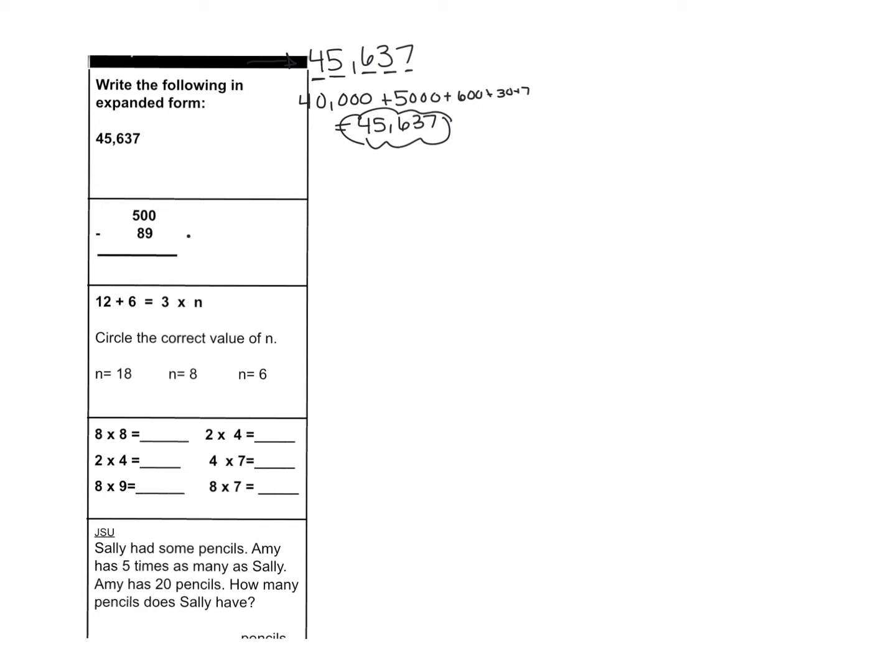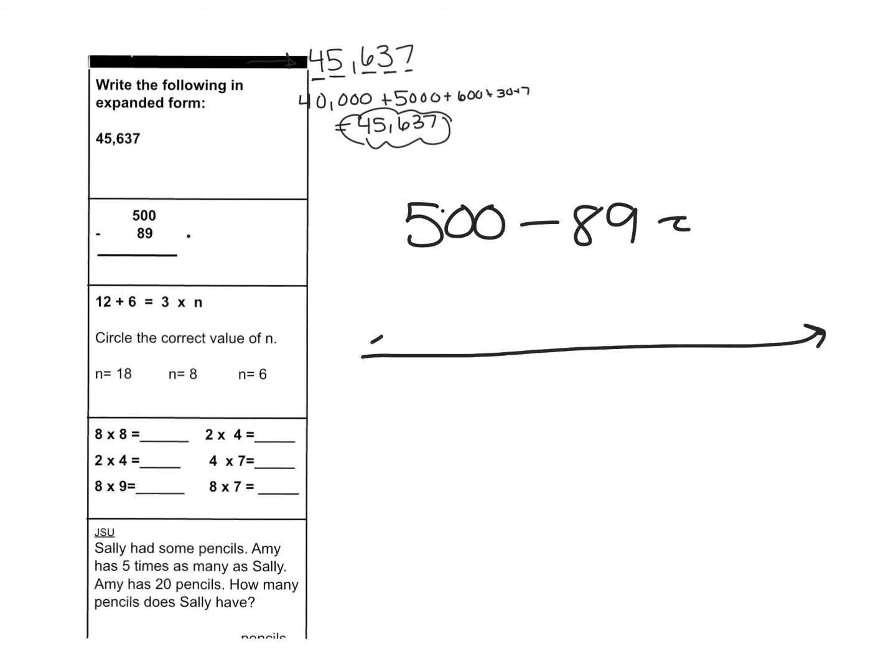Next we have a subtraction question. I have 500 and I'm subtracting 89. There are several strategies that you could use to solve this question. In third grade, you may have used a number line, so we'll use that one first. And I'm going to start with 89, and I'm actually going to use addition to solve this subtraction question. So if I take a jump of 11, I'm going to land on 100.